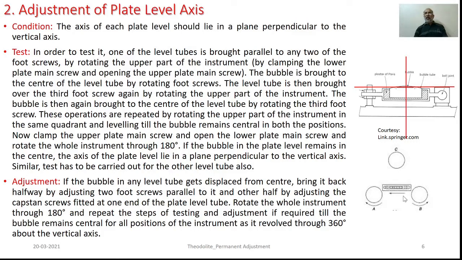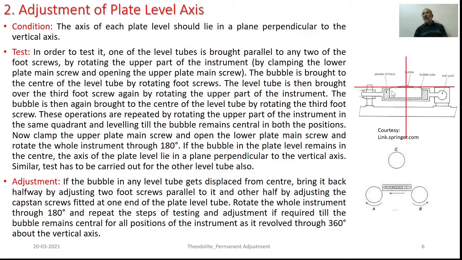So here we bring that particular position of the bubble at the center of its run by making use of two foot screws, whereas the remaining half needs to be adjusted by making use of these particular capstan headed screws.